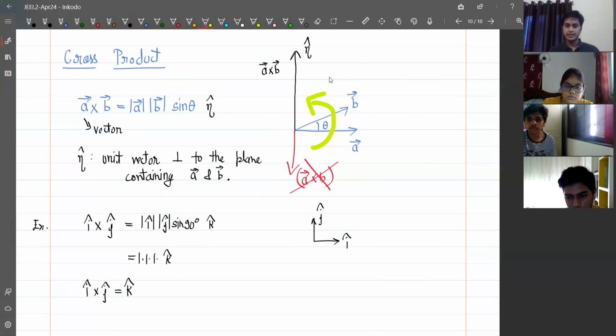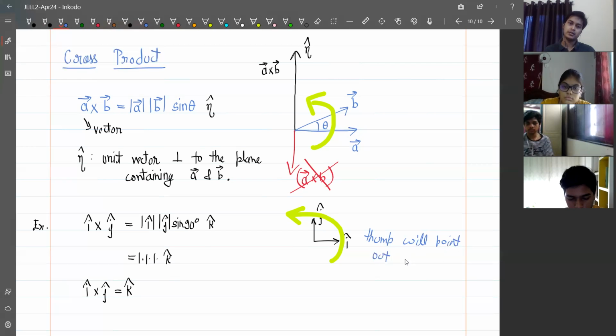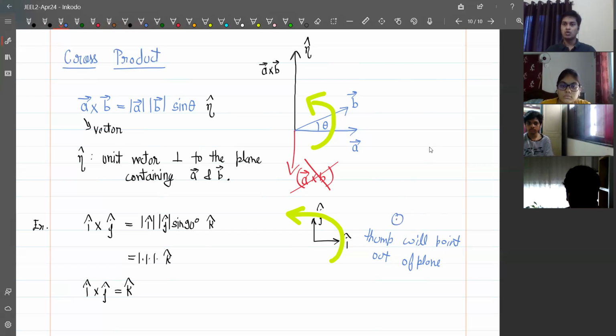So I cross J. If this is I cross J, I'm curling my fingers from I to J. My thumb will point out of plane. Out of plane, I cannot show it. It's out of plane, it is coming outwards. Out of plane is coming out of the plane towards me, and into the plane is coming towards you. Can you imagine that?